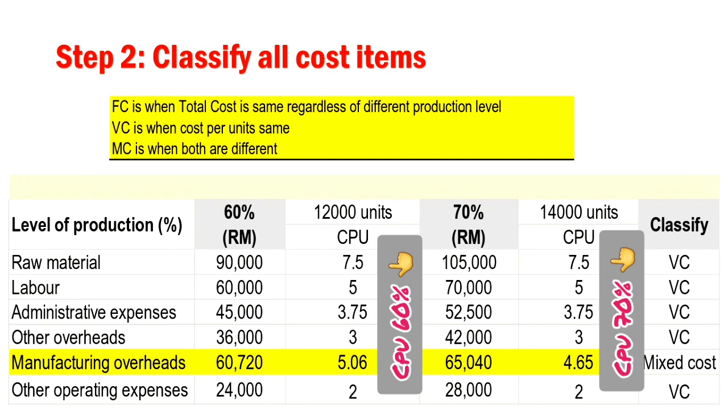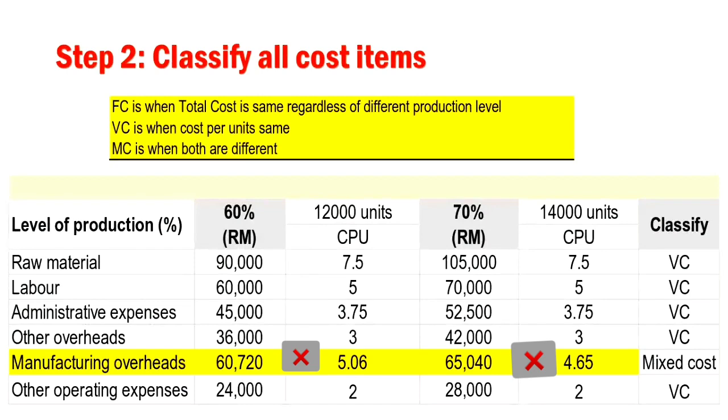So we identify raw material cost per unit the same, 60 and 77.5 ringgit. This is variable cost. Labor also same, variable cost. Administrative expenses same as well at 3.75, variable cost. Other overheads as well same, 3, variable cost. Manufacturing overhead is different. So this difference is not variable cost. Other operating expenses is same, variable cost. The difference as I highlight in yellow here means it is a mixed cost.